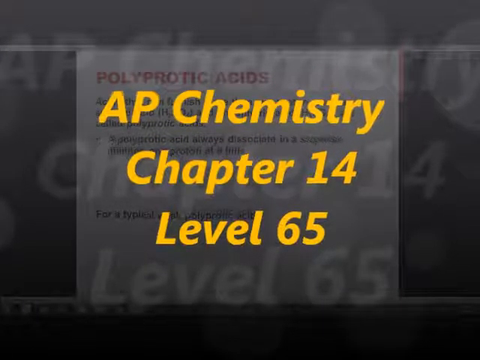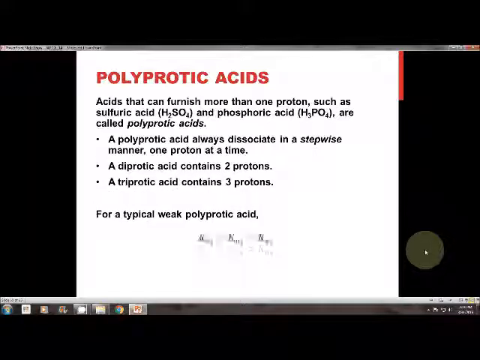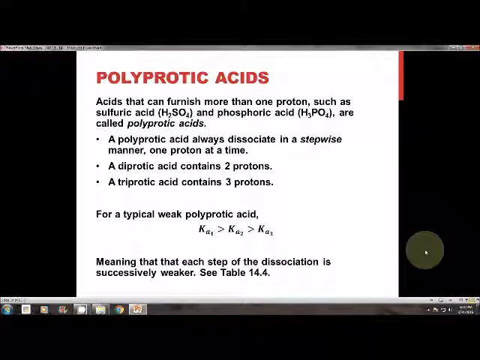Level 65 is all about what are called polyprotic acids, and these are acids that can furnish more than one proton, such as sulfuric acid, H2SO4, with 2 H's, and phosphoric acid, which has 3 H's in it. A polyprotic acid always dissociates in what we call a stepwise manner, where it only loses one at a time. So a diprotic acid contains 2 protons which can be lost, and a triprotic acid can lose up to 3 protons.